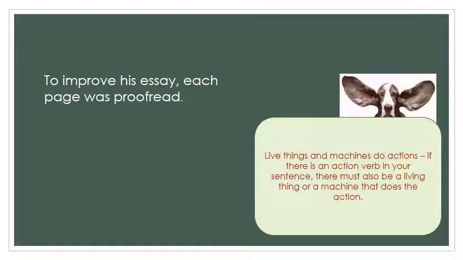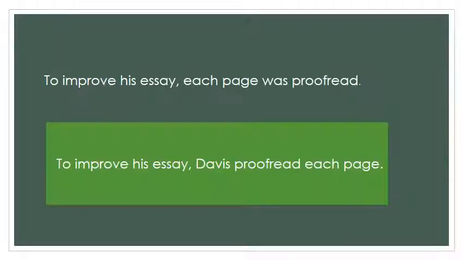Now, live things and machines do actions. If there's an action verb in the sentence, there must also be a living thing or a machine that does the action. So how could we rewrite this sentence? To improve his essay, Davis proofread each page.